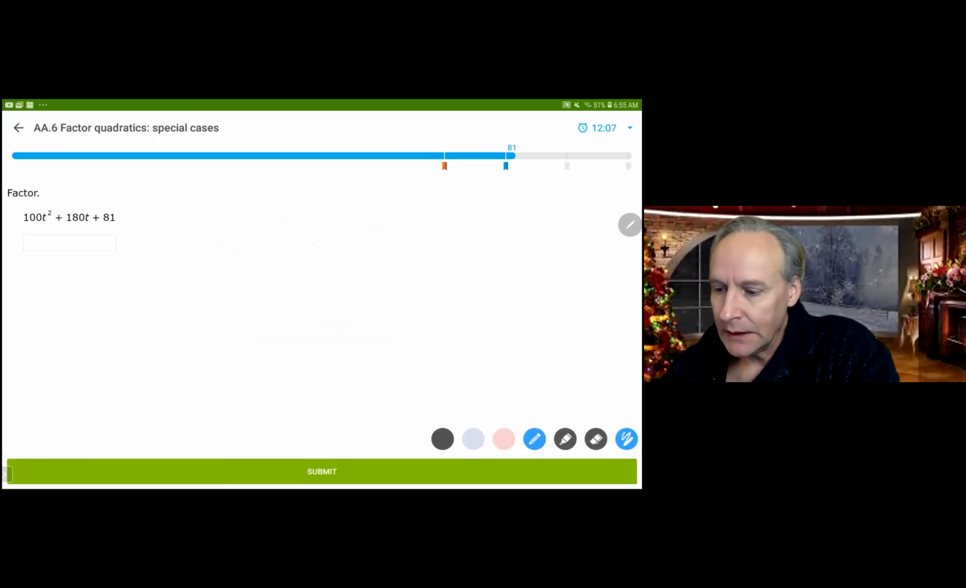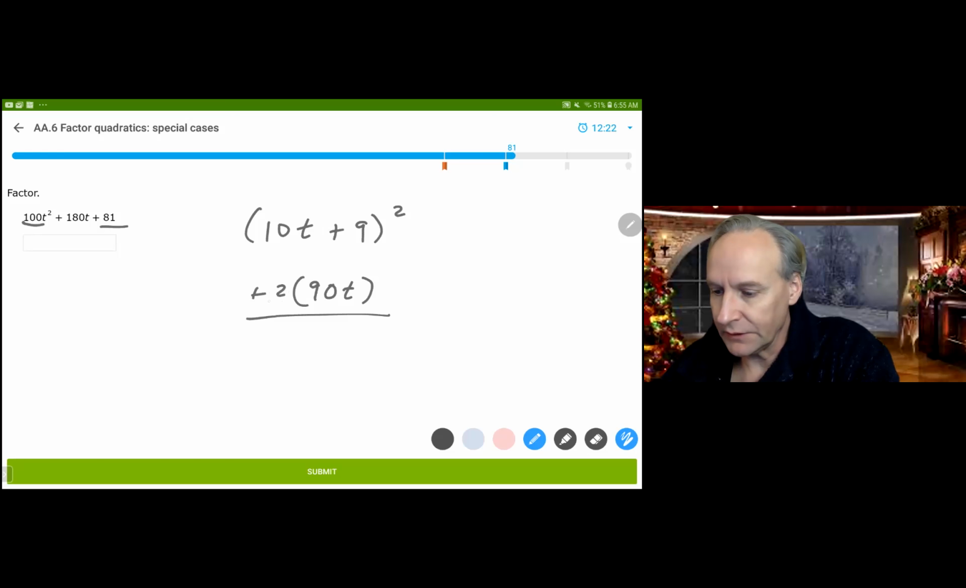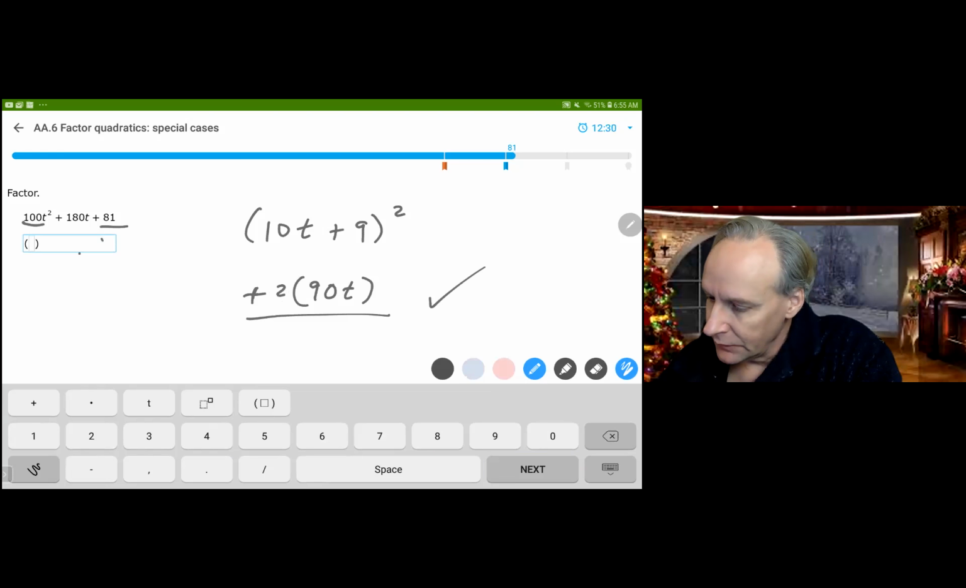Alrighty then, it's a perfect square and a perfect square, and maybe it's 10t plus 9 squared. And if we take 90t and double it, do we get our middle term? And we do. There it is. So that is a perfect square trinomial. And we've got 10t plus 9. Yep, and it's squared.